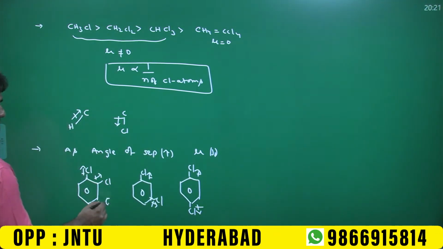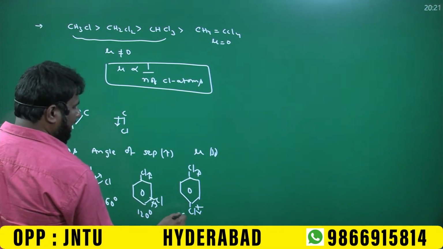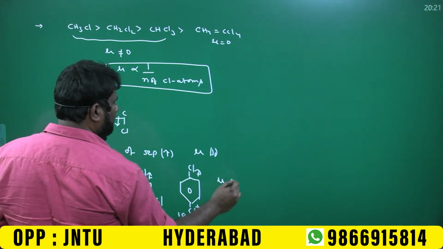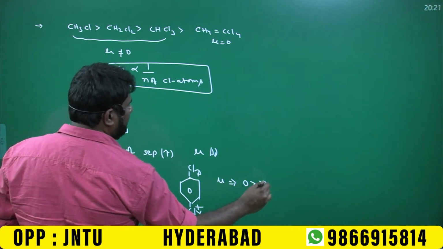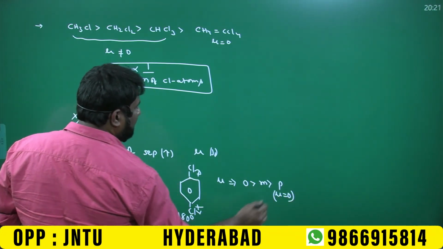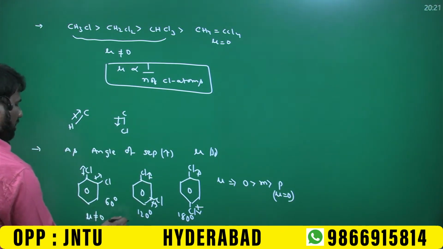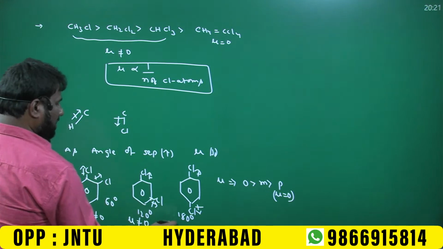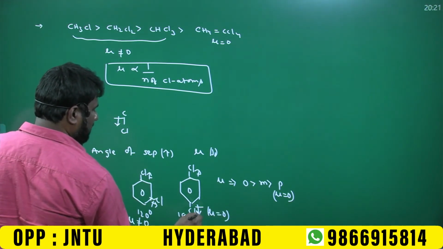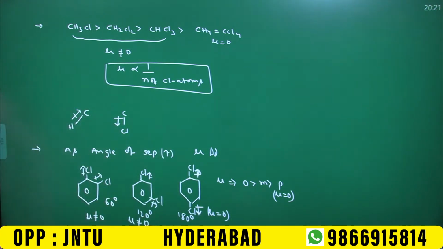Here the bond angle is 60 degrees, 120 degrees, here 180 degrees. Which has more dipole moment? Ortho greater than meta greater than para. For para, dipole moment is 0. That means for the others dipole moment is not equal to 0. For para, dipole moment equal to 0, because both are present in opposite plane, exactly opposite, like linear.